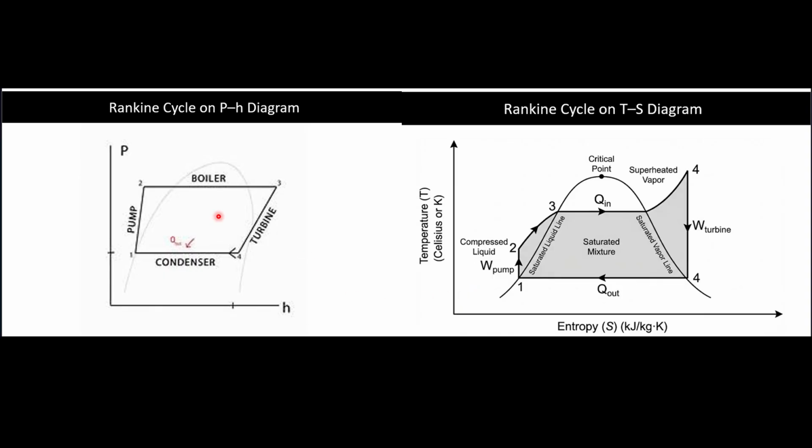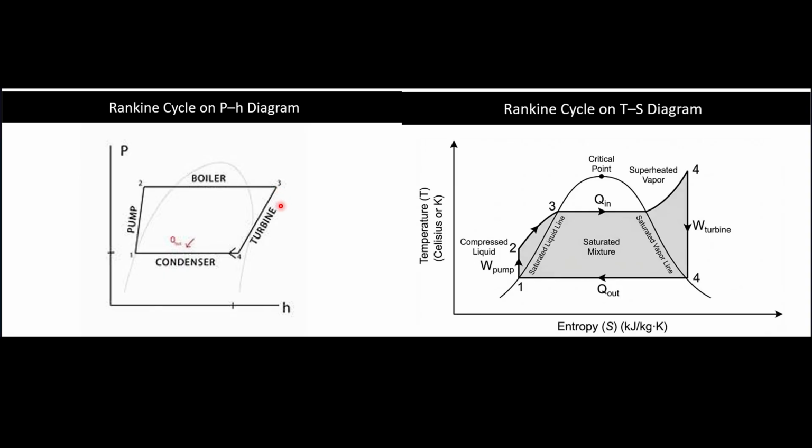For 2 to 3, we know that the high pressure fluid goes into the boiler where heat is added and phase change occurs, due to which the enthalpy is increasing, and with temperature increase we can see that the entropy is also increasing. The steam that is generated goes into the turbine where expansion occurs.